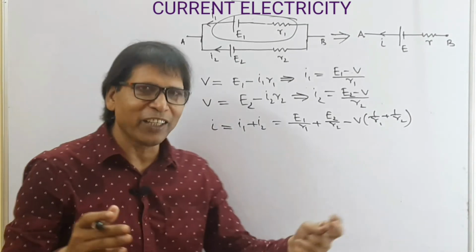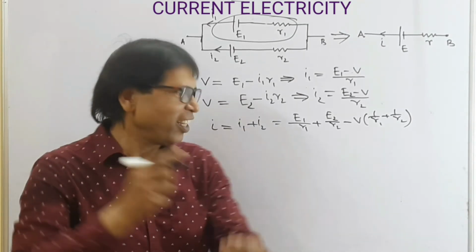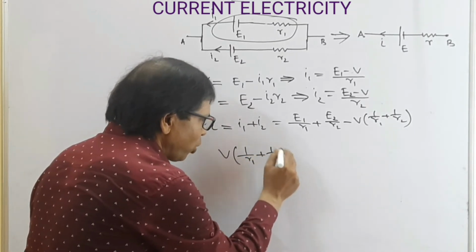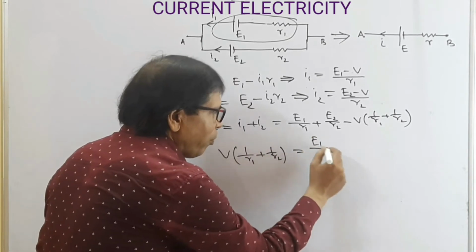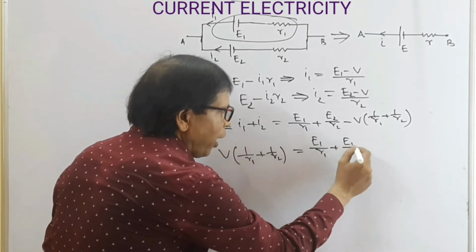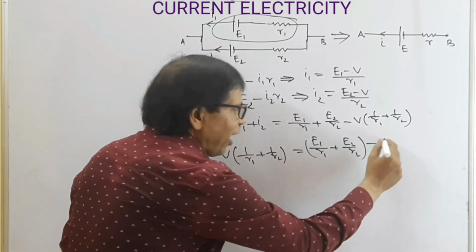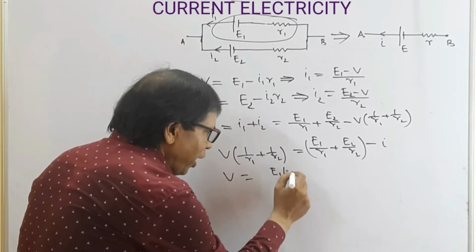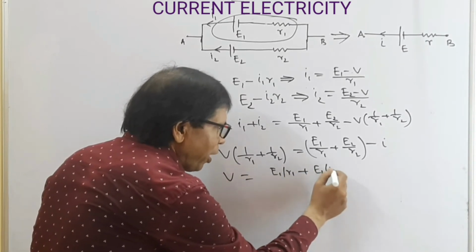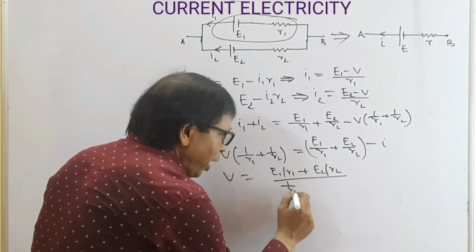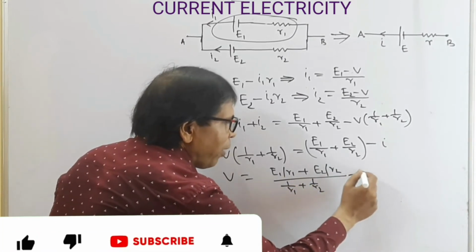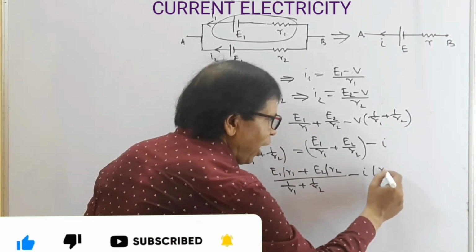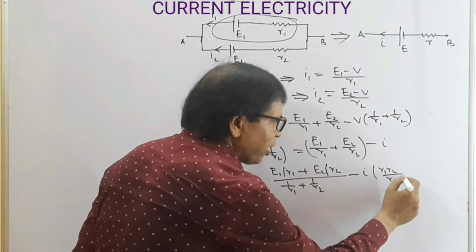Now from this relation we have to calculate V. So V into 1 by R1 plus 1 by R2 equals E1 by R1 plus E2 by R2 minus I. So here V equals E1 divided by R1 plus E2 divided by R2, divided by 1 by R1 plus 1 by R2, minus I divided by this. So this becomes R1 R2 by R1 plus R2.